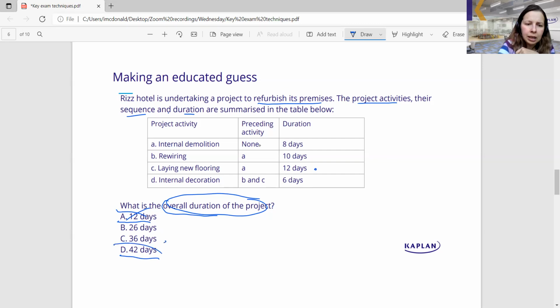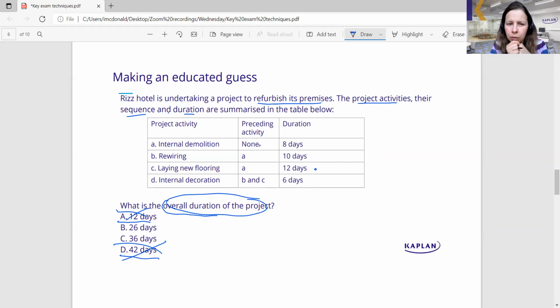So that's clearly out. And therefore, by eliminating two options that are clearly wrong, I have a 50-50% chance of guessing it correctly. But if I use a little bit more logic, I might be able to get it completely correct. So I have the choices, either 26 days or 36 days.